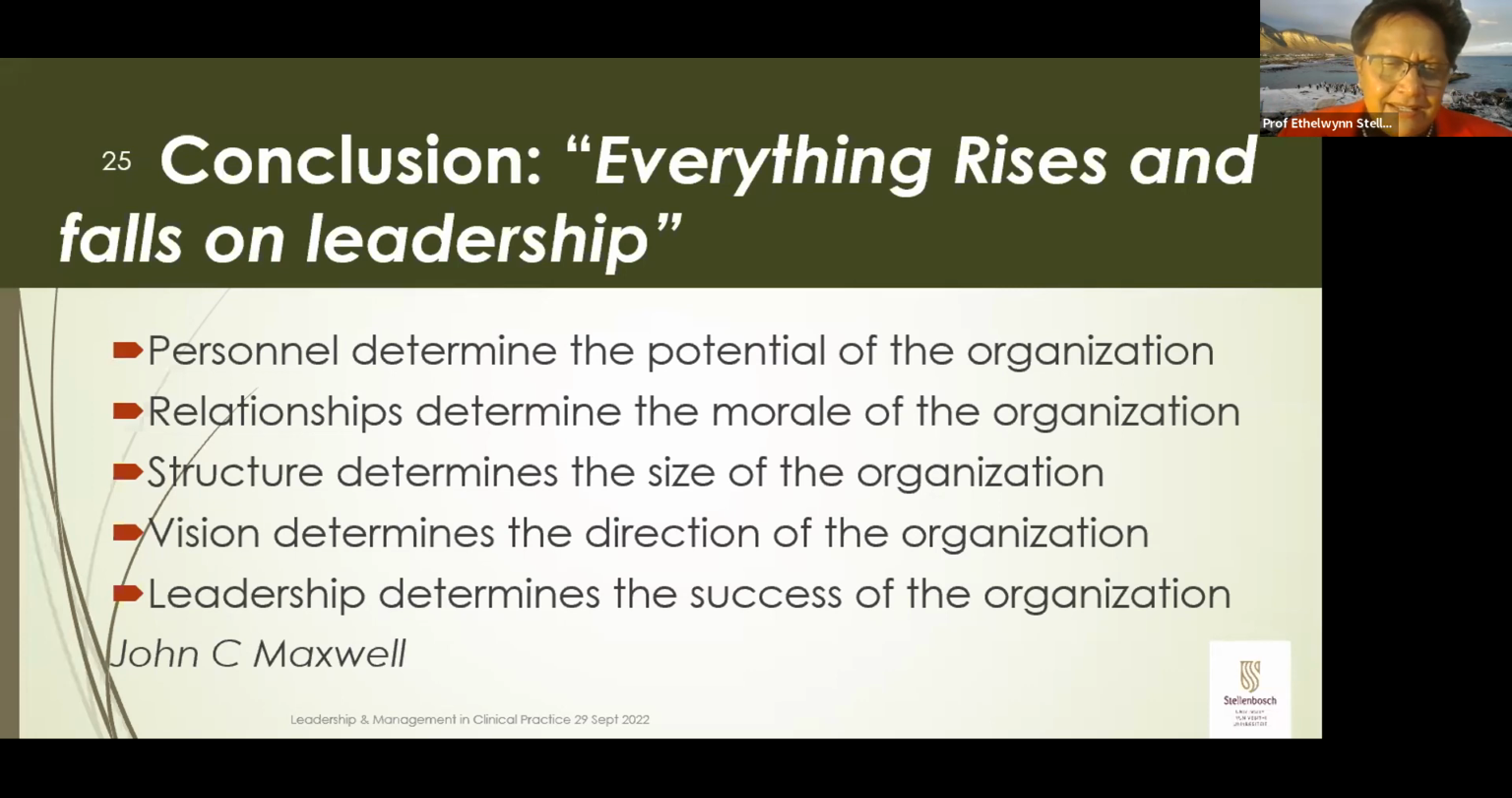He says the personnel determine the potential of the organization. Relationships determine the morale of the organization. Structure determines the size of the organization. Vision determines the direction of the organization. And leadership determines the success of the organization. That's my last slide. I thank you.